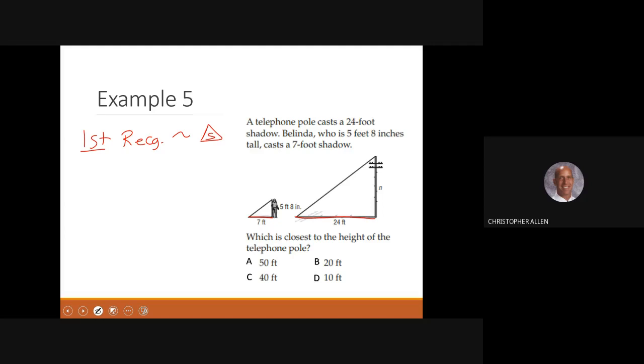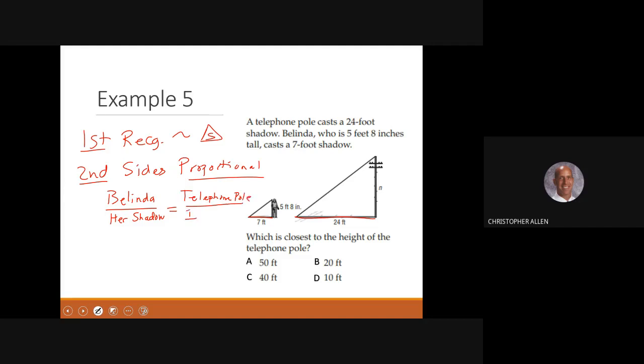So, since they are similar triangles, the sides have to be proportional. So that's that word proportion again. In other words, I'm telling you that, what's her name again, Belinda? Belinda, her height is to her shadow as the telephone's height, and it's actually a telephone pole, is to its shadow.